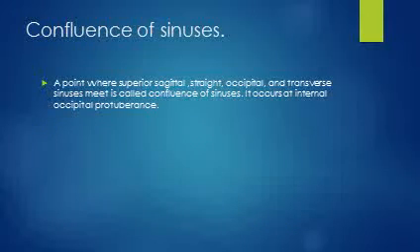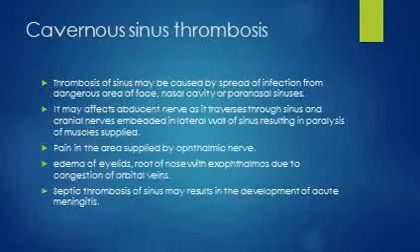Now, what is confluence of sinuses? Viva question. What is confluence of sinuses? A point where the superior sagittal, straight, occipital and transverse sinuses meet. It is called the confluence of sinuses, and it occurs at the internal occipital protuberance.